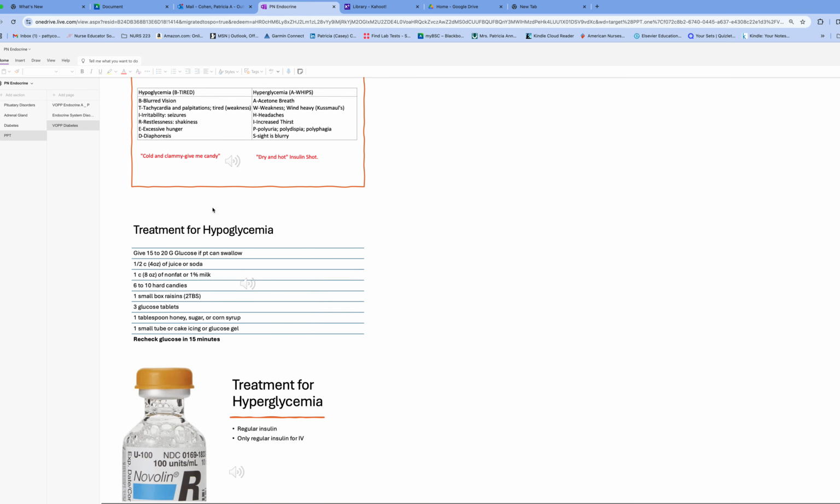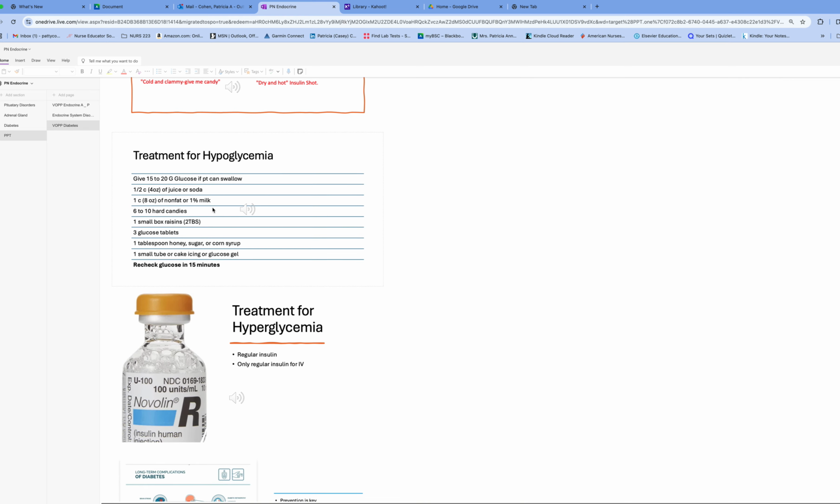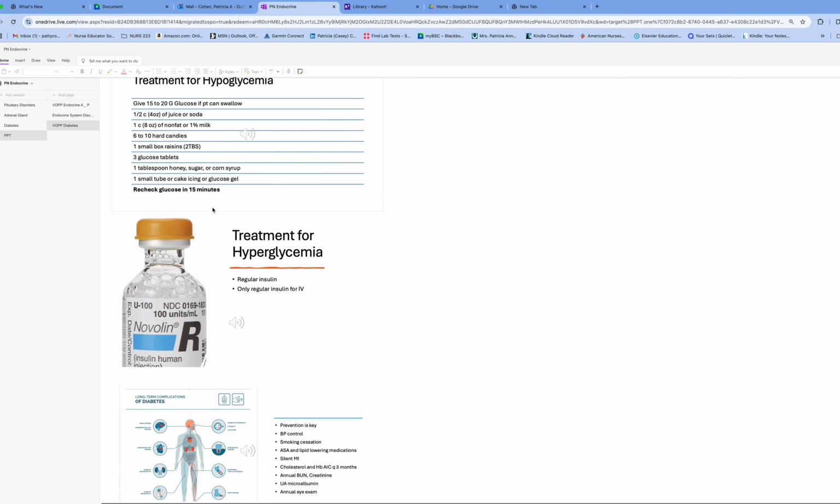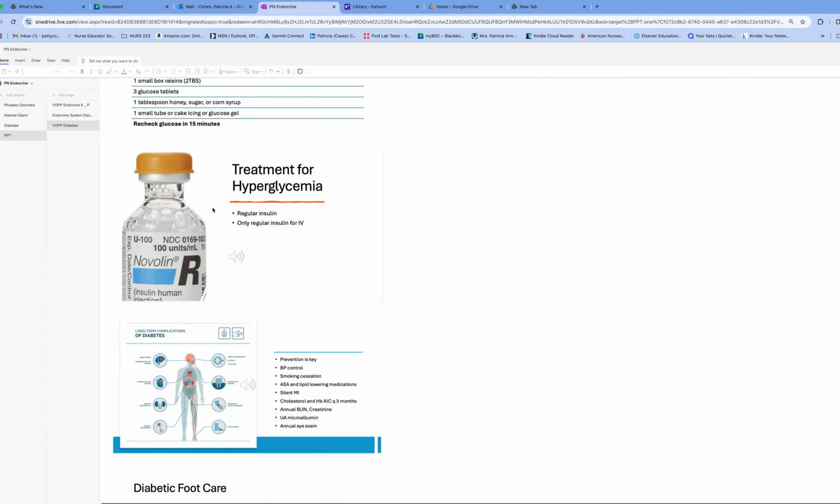Treatment for hypoglycemia: you need to get 15 to 20 grams of glucose if your patient can swallow. Recheck the glucose in 15 minutes. Make sure you follow up with a protein snack, like cheese and crackers, or chicken and crackers, something with protein in it, okay? Treatment for hyperglycemia includes regular insulin, and only regular insulin IV.